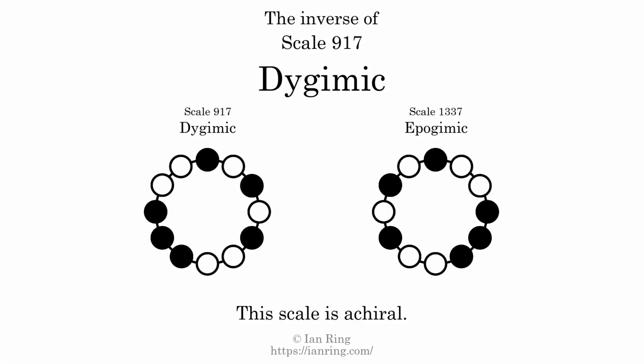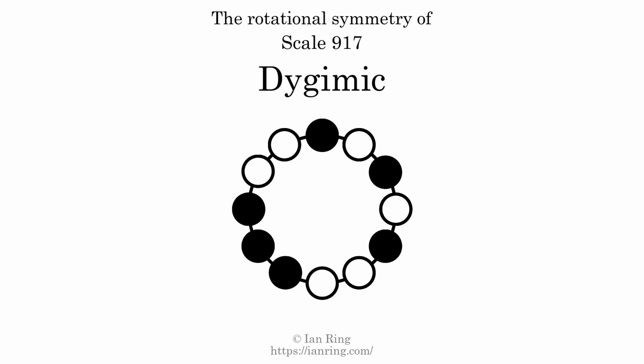The inverse of a scale is a mirror image. It is what you get when the sequence of intervals is reversed. The inverse of this scale is scale 1337, also known as epidemic. This scale is achiral, since it can transform into its own reflection by a rotational transformation. This scale has no rotational symmetry.